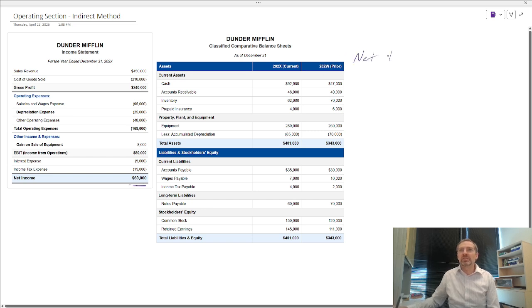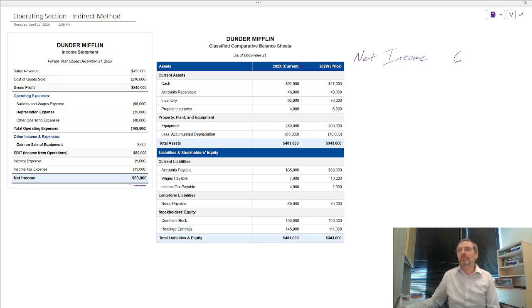Now, why do we start with net income from the income statement? Throughout this semester, we have talked about accrual accounting, and the income statement is revenues minus expenses. Revenues do not equal cash. It's just the amount of work that we did during a period. Expenses are not cash either. It's the amount of resources that we used up. Cash really has nothing to do with revenues and expenses.